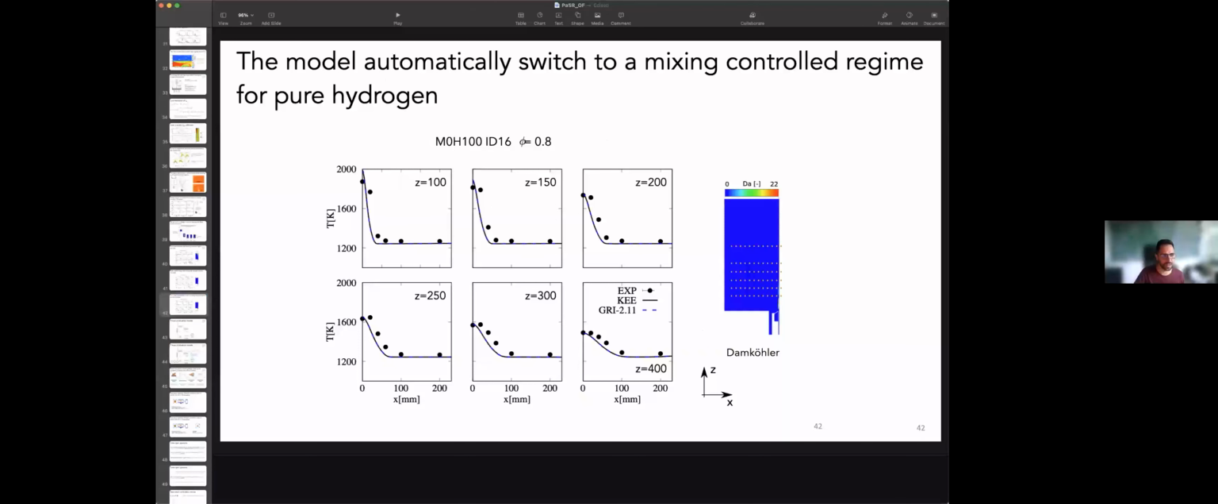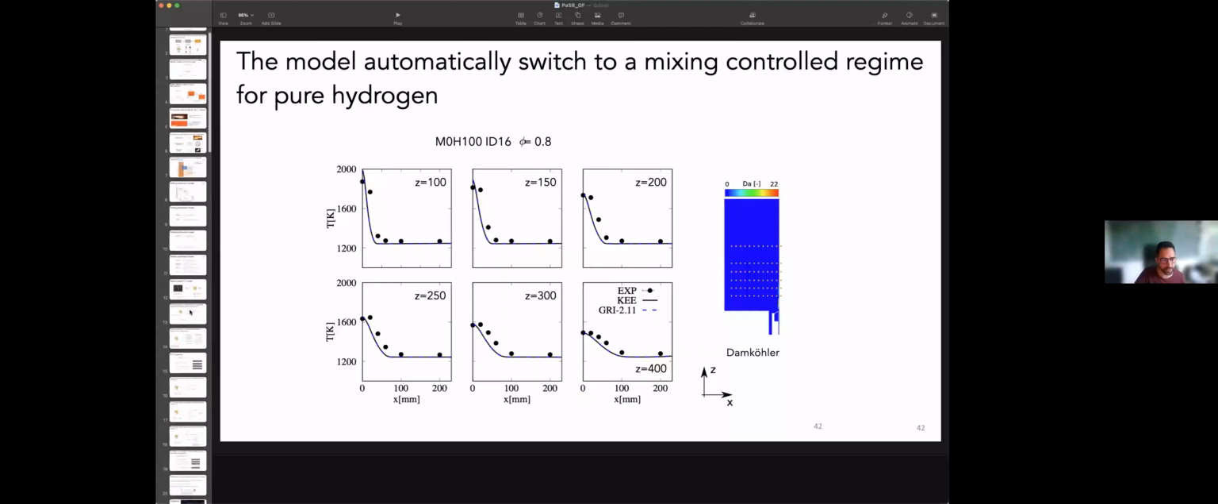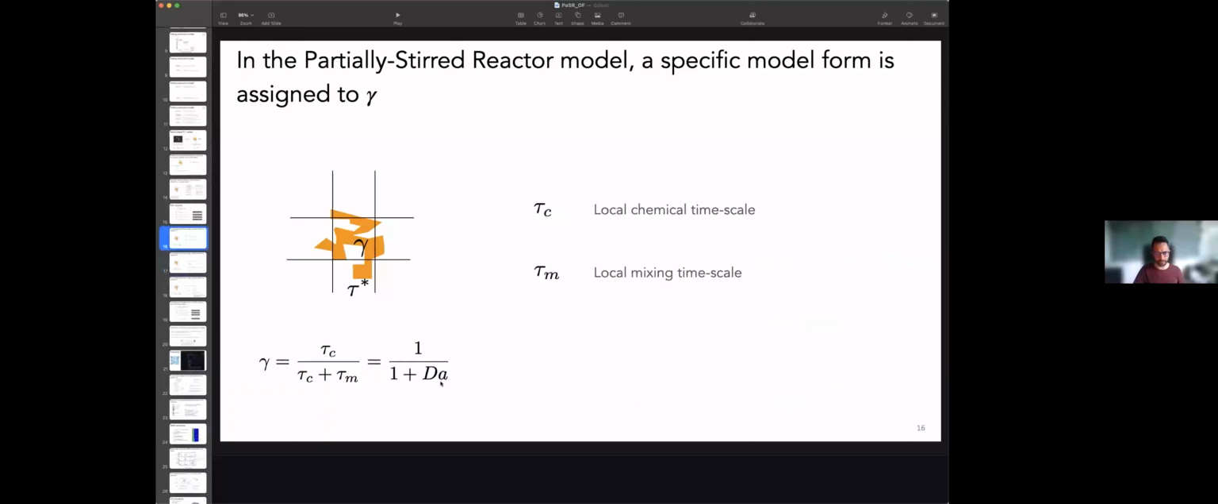This is done automatically by the model, because the model has embedded this Damköhler number dependency. As you go to a regime where the Damköhler number is much higher or smaller, this will adapt the reacting fraction, and so the model will behave differently. If you are in a regime with a very small Damköhler number, this gamma will become large, and if you go to a regime where the Damköhler number is large, then gamma will progressively become smaller.